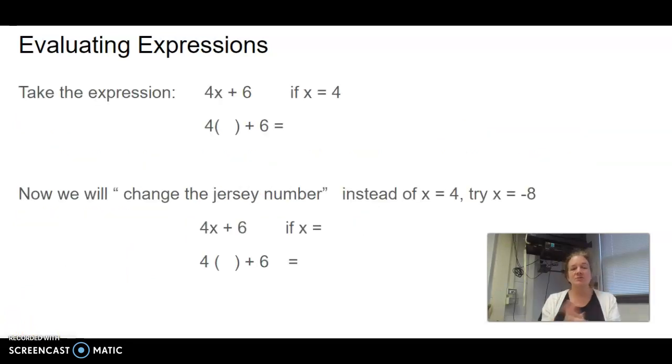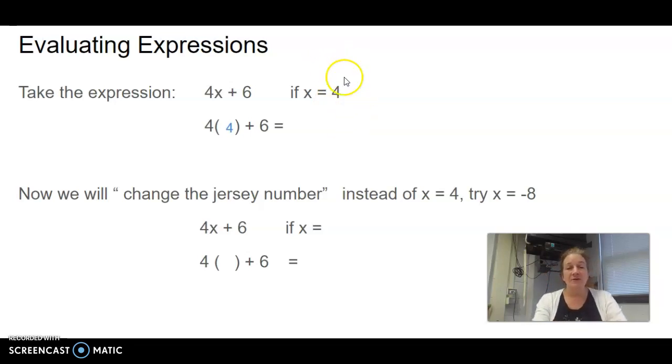All right, so let's do this in math. Let's do our evaluating expressions. We're going to substitute, but instead of football players, we're substituting math. So look at this expression. We've got 4x plus 6. It's got 2 terms and 1 operator, no equal sign, so it is an expression. And I'm telling you x is 4. So I'm going to substitute 4 in for x. I take the x out, and I put the 4 in.